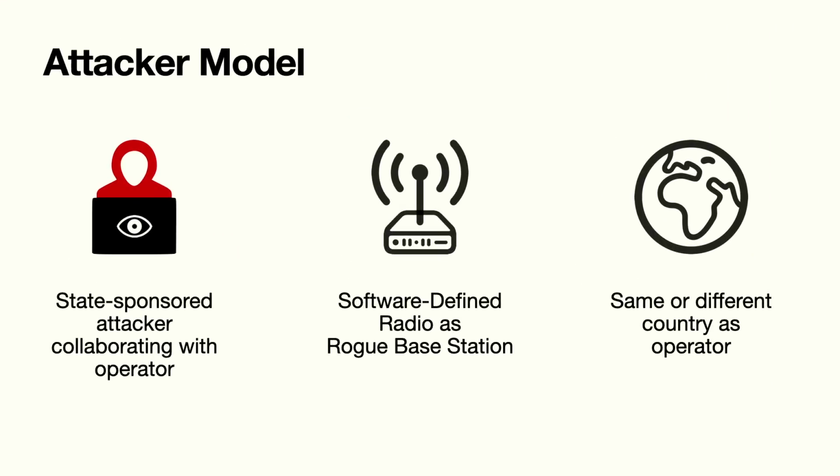Looking at the attacker assumed in this model, we have a state-sponsored attacker who collaborates with a mobile network operator, and like this, they may force the operator to get access to their lawful interception interfaces. And the attacker uses a software-defined radio as a rogue base station. And since network traffic can be routed globally, they could be located in the same country or in a different country as the mobile network operator they are collaborating with.